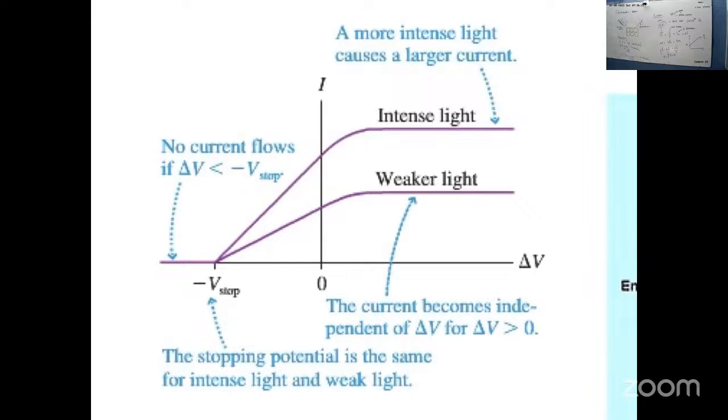All right. So take a look at that. Take a look at the graph. Number one, why is the potential negative? If you put that V stop here, why is it a minus value?